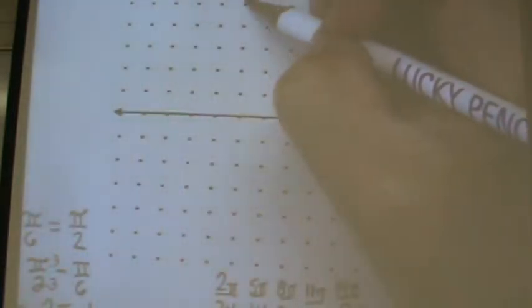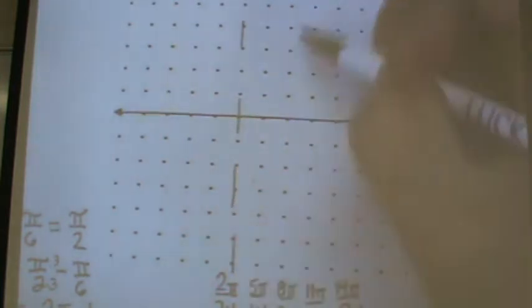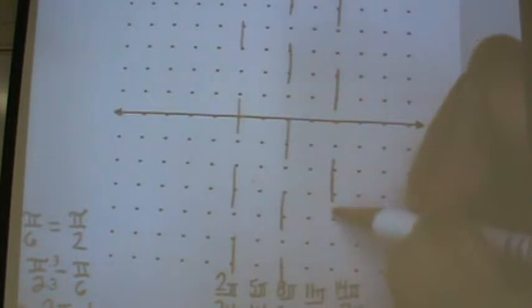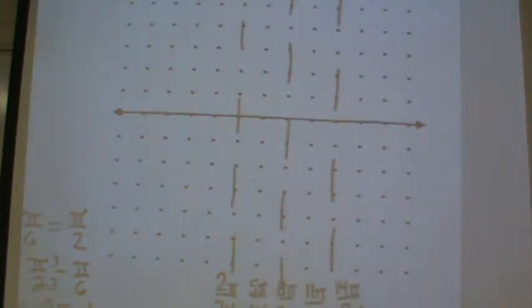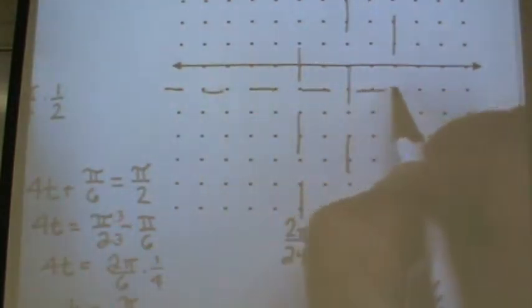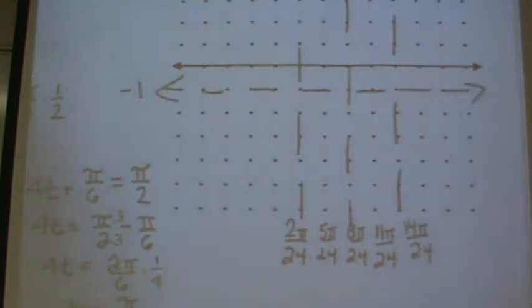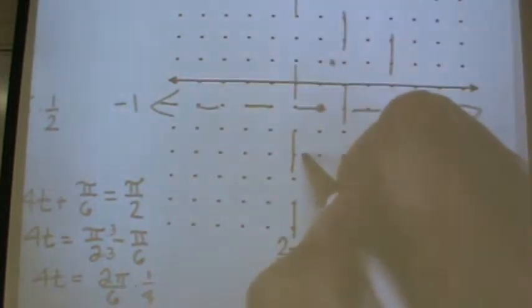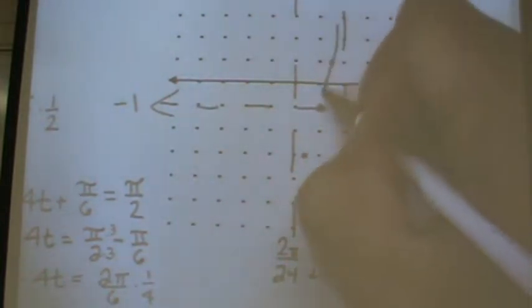You do your asymptotes. Remember, we're doing 2 full periods. Your asymptotes like that. Now it's a shift 1 unit down, so here's your other. That's your new x-axis, and you can put -1 there. And it's the tangent curve with a steepness of 2, so you got to know the shape of it. So you're going to go 2 this way, 2 that way. That's 1 period.